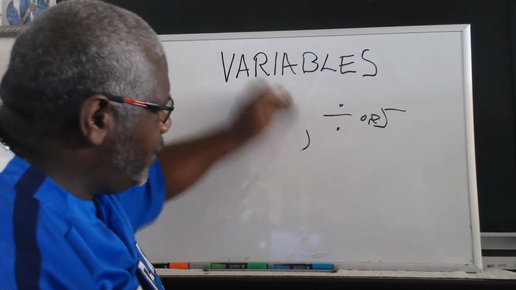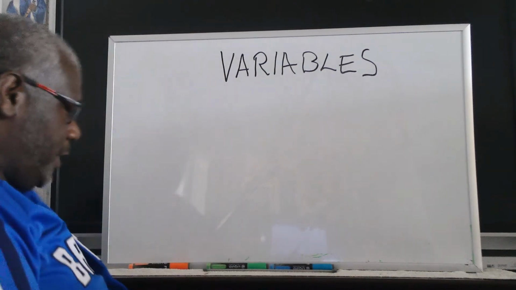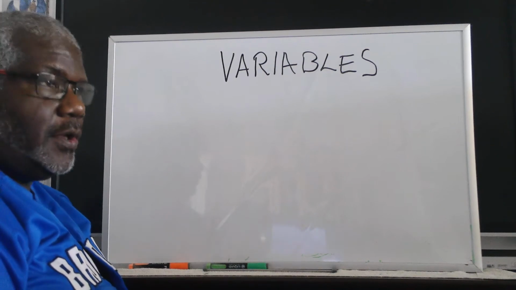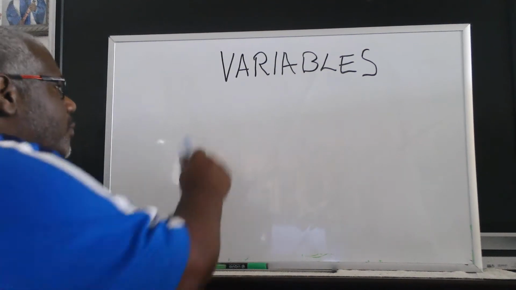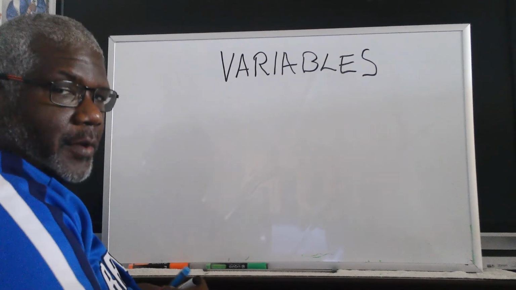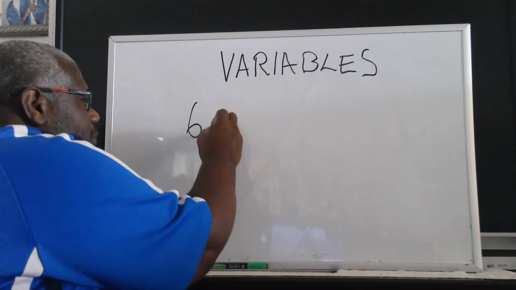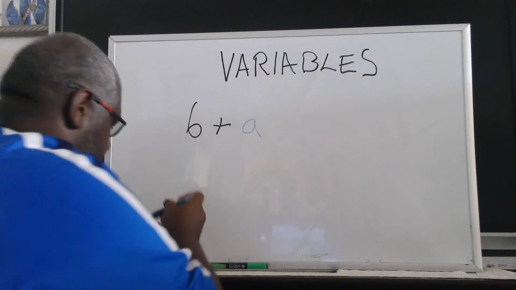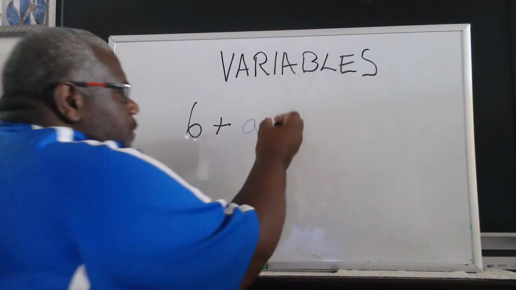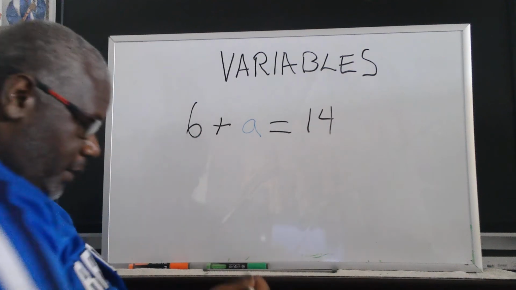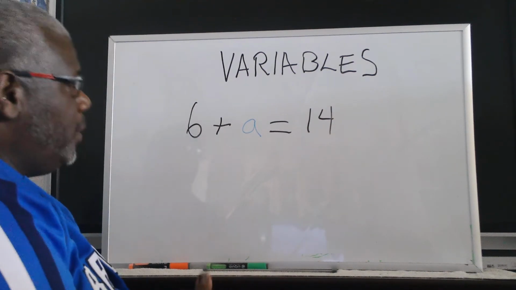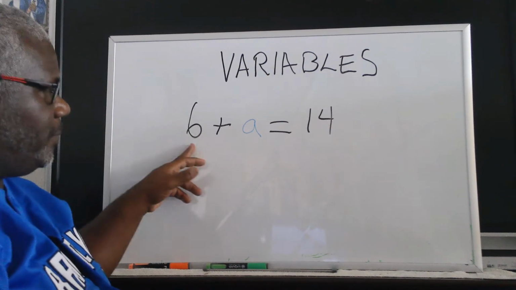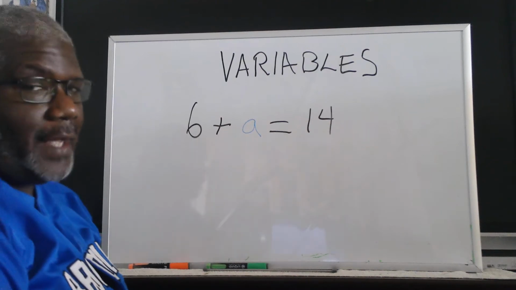Well, you say, Sensei, what is a variable? Okay, a variable is usually a letter that represents a number. We can say it like this. I'll use blue for my variables for right now. Let's say 6 plus A equals 14. Okay, so we do know for the most part, if we're pretty good at addition, 6 plus A is 14. A is more than likely going to equal 8.